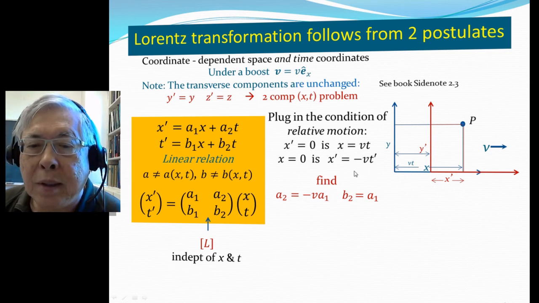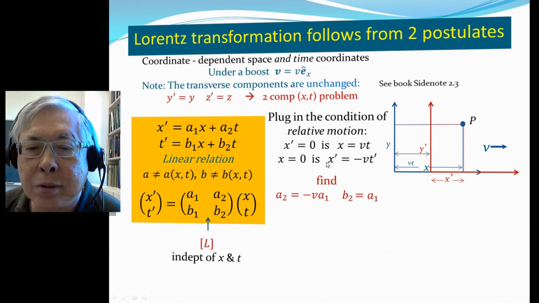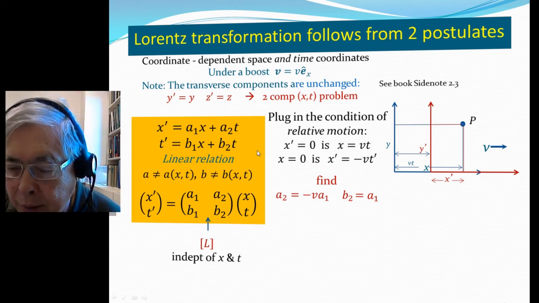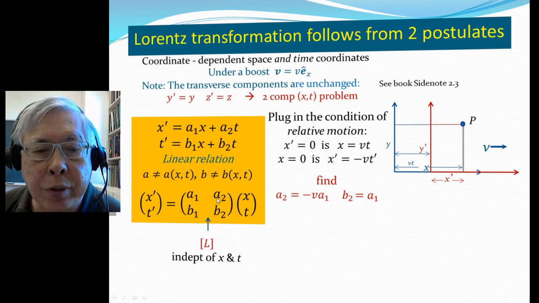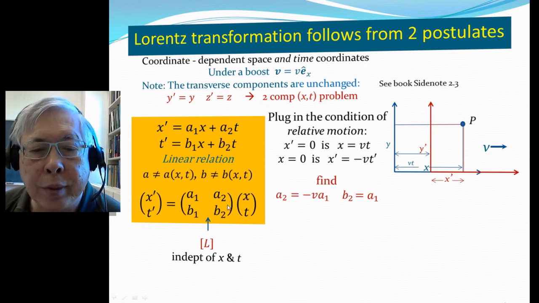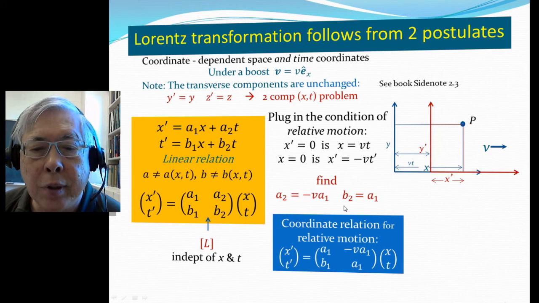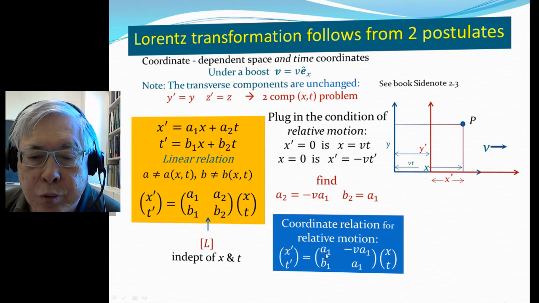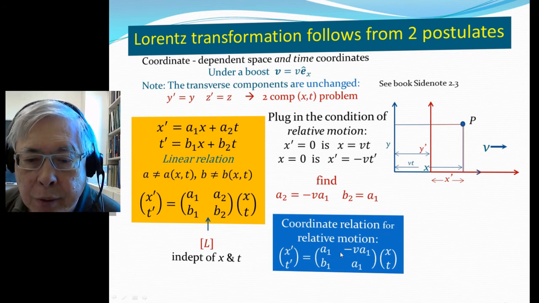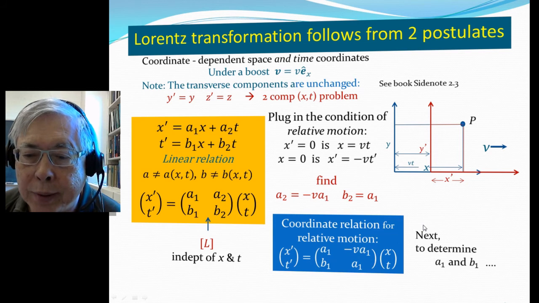So if we plug these two conditions into this transformation here, you find the coefficient a2 is related to a1, and coefficient b2 is also related to a1. So the fact that they are in relative motion with relative velocity v reduces the transformation so that all three elements depend on a1, except there's b1. Anyway, we need to find out what a1 and b1 are.